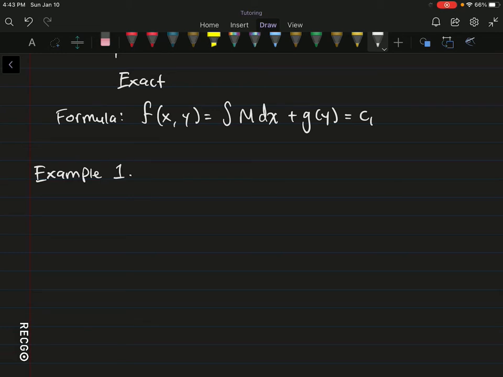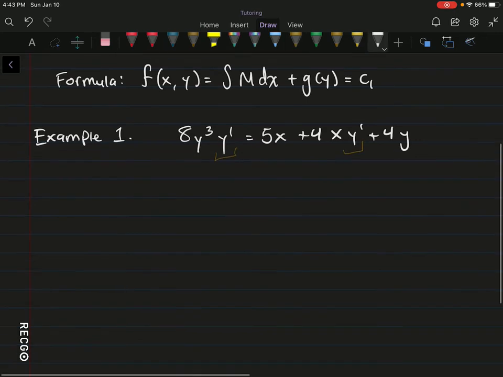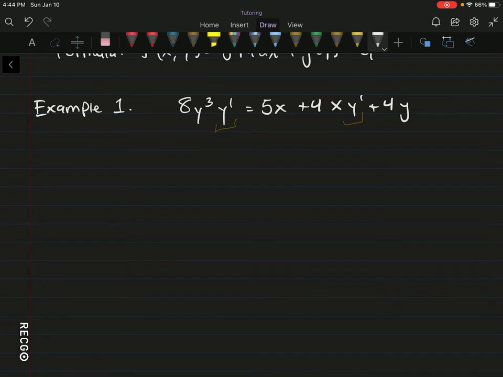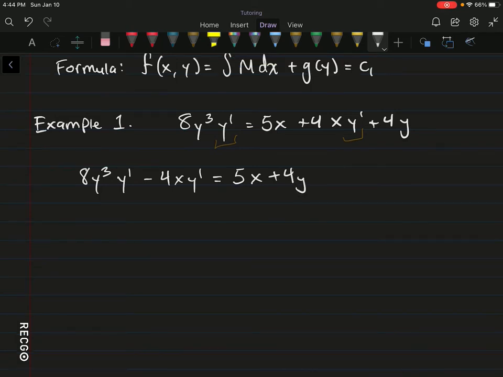Example 1: 8y cubed y prime equals 5x plus 4x y prime plus 4y. So in this case, we have two y primes. We need to make it so that we only have one before we can put this in standard form. So let's go ahead and put all of our y primes in the left side. So I'm going to go ahead and subtract 4x y prime, equals 5x plus 4y. Okay.